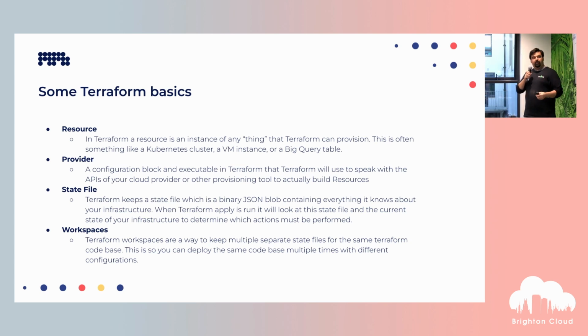Another important concept that we'll touch on a bit as well is state files. Terraform keeps a state file. It has this big giant binary JSON blob that it writes out. In our case, it writes it out to a GCS bucket, which is like S3. And when Terraform apply is run, it looks at that state file, asks the provider, hey, give me the current state of all this stuff. And then it compares them to decide what actions it needs to take to make sure that the state of your code is what is actually deployed.